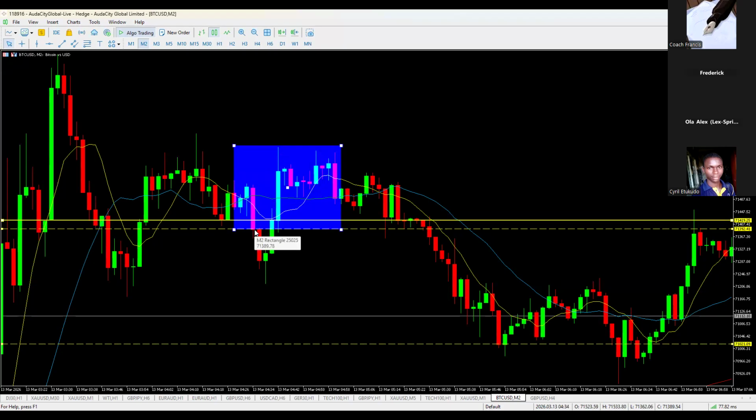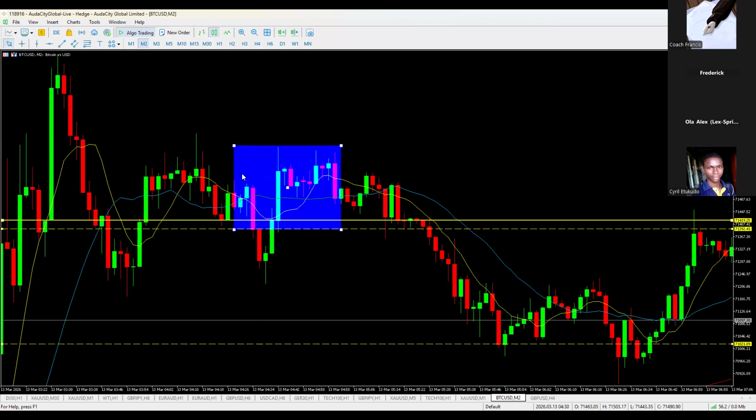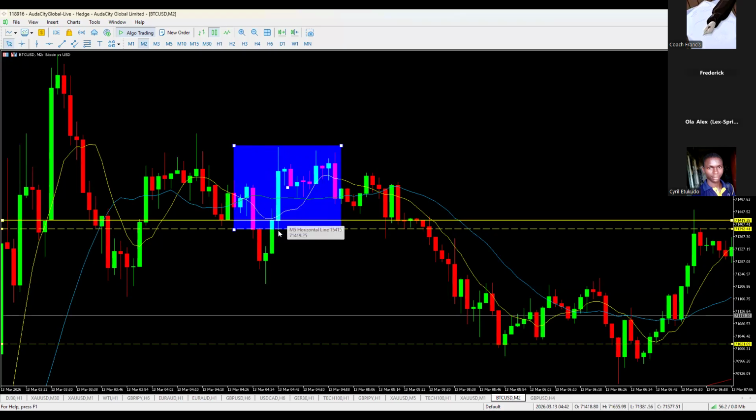If you had entered here, obviously your stop loss would have been somewhere here. This would have gone to hit your stop loss. But it's actually best to wait for it to pull back. And then you begin to look for a color flip.